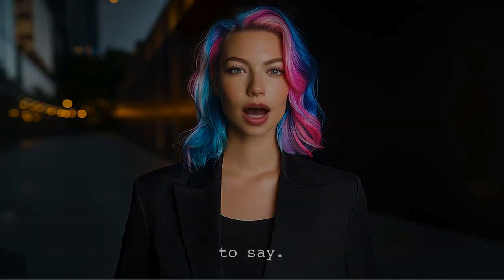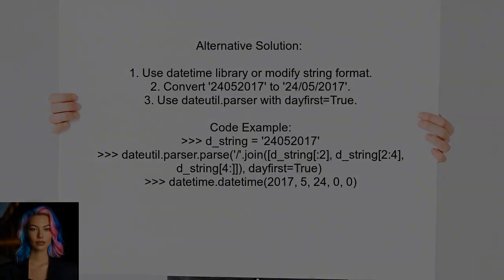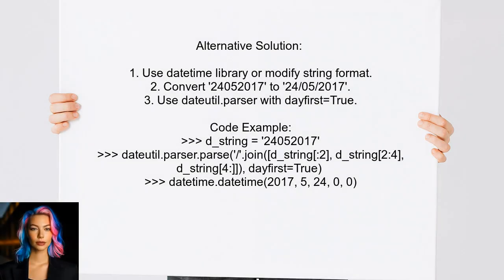Let's see what someone else had to say. An alternative approach suggests using the datetime library for this conversion. However, if you prefer to stick with dateutil.parser, you can modify your string format first. By joining the day, month, and year with slashes, you can make it understandable for dateutil.parser.